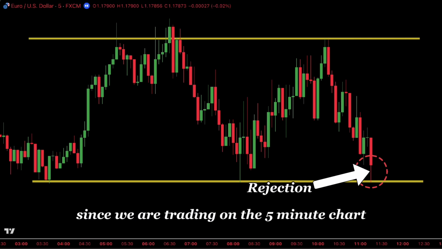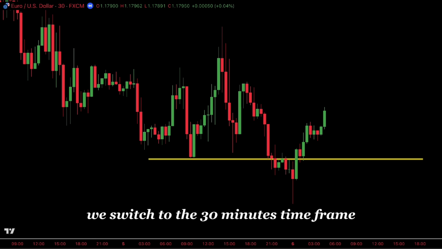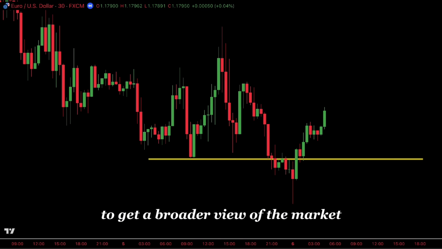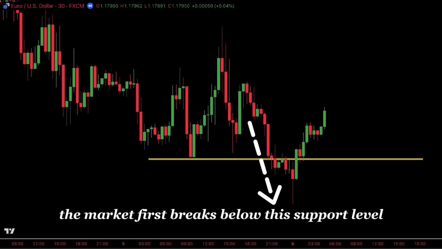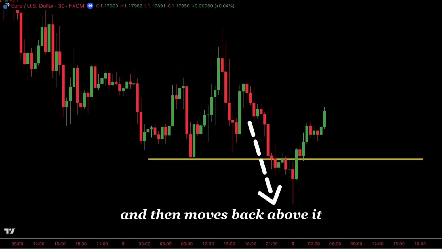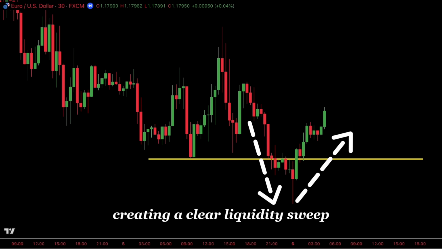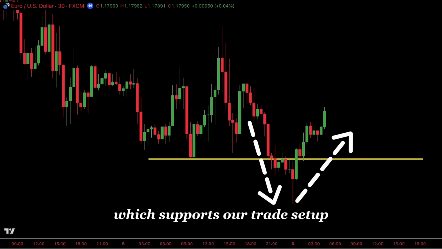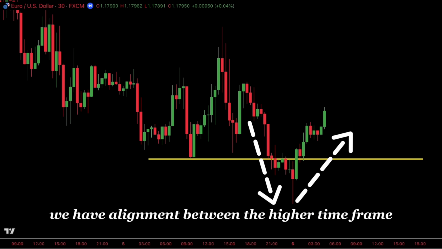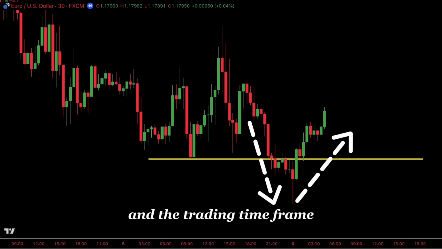Since we are trading on the 5-minute chart, we switch to the 30 minutes time frame to get a broader view of the market. As you can see, on the higher time frame, the market first breaks below this support level and then moves back above it, creating a clear liquidity sweep. This signals that a new uptrend may be beginning, which supports our trade setup on the 5-minute time frame. So now we have alignment between the higher time frame and the trading time frame.